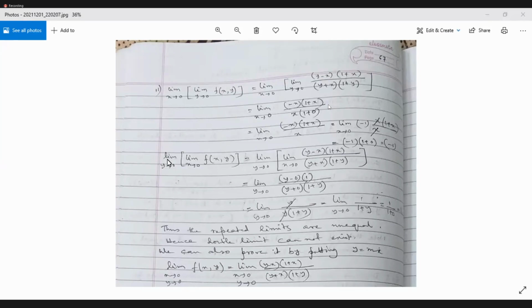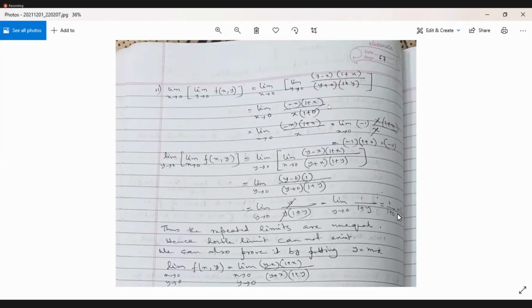Now let us consider the other one. This was limit x tending to 0, limit y tending to 0. Now the other way, that is limit y tending to 0, limit x tending to 0, f of x comma y. First we are doing limit x tending to 0. So limit x tending to 0, y minus x into 1 plus x by y plus x into 1 plus y. So x is tending to 0. So this is y minus 0 into 1 divided by y plus 0 into 1 plus y, where y tends to 0. Now this y and that y will cancel out. It will be 1 by 1 plus y. That is 1 by 1 equal to 1.